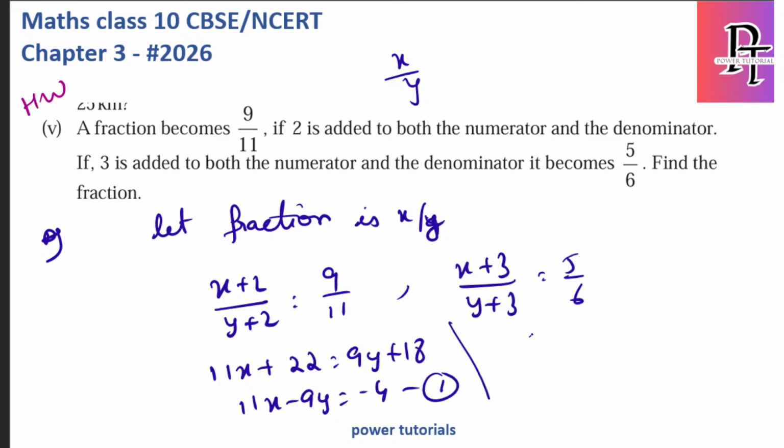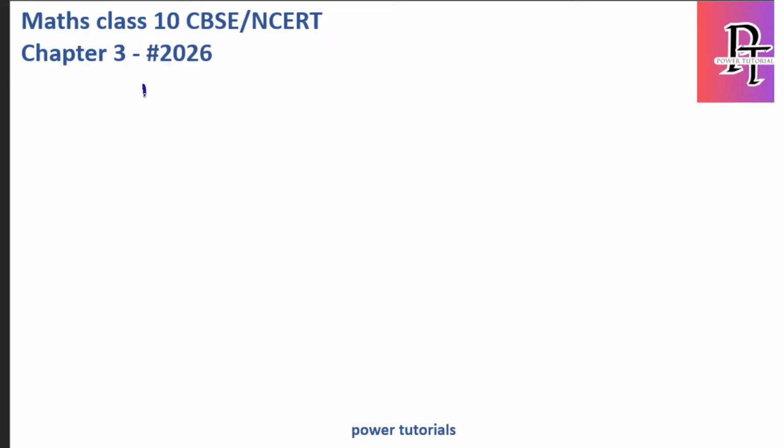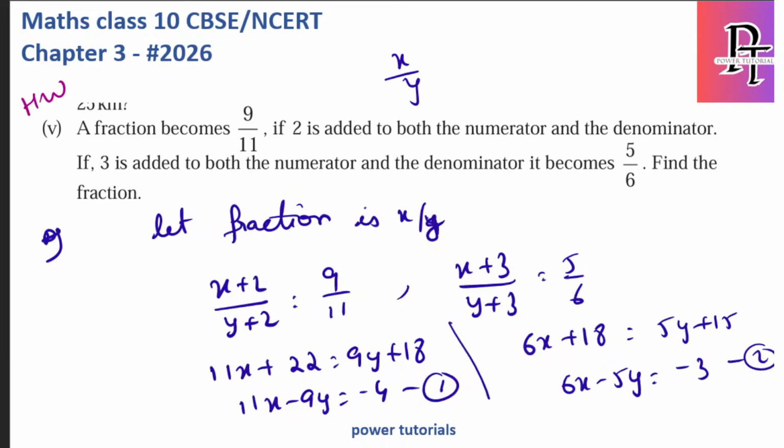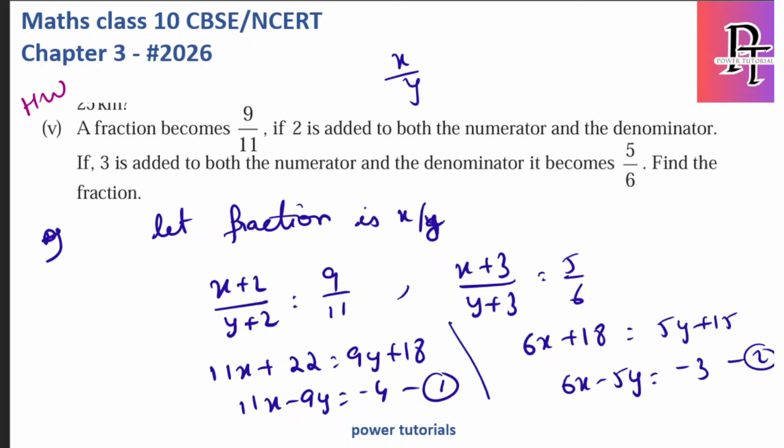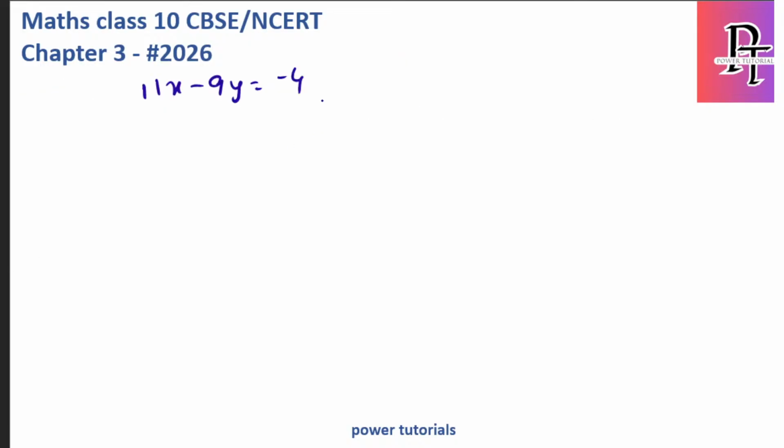Similarly, let's do the second. 6x plus 18 is equal to 5y plus 15. So 6x minus 5y, I can write it as minus 3. So this is equation number 2. So let me write both equations again. 11x minus 9y is equal to how much? Minus 4. Second equation, 6x minus 5y is equal to minus 3.